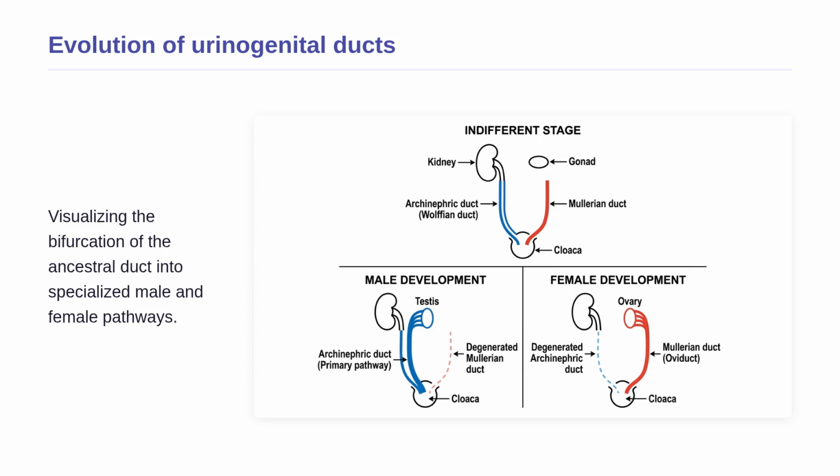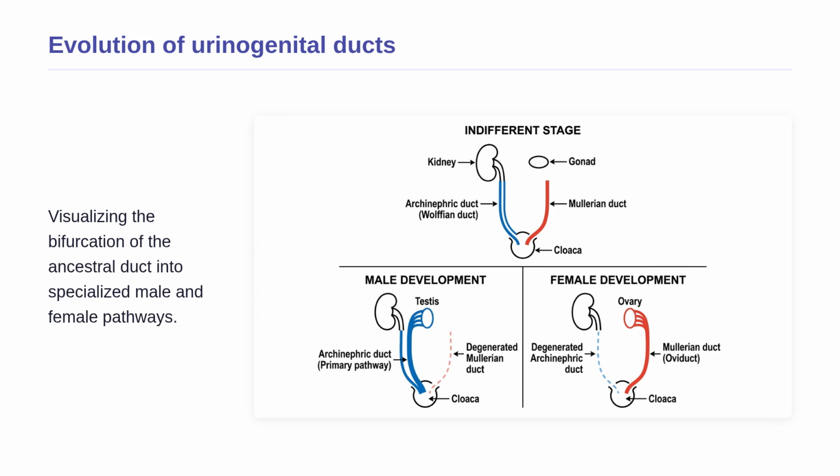Having proven the mathematics behind duct expansion, let us look at the anatomical changes visually. On screen is a schematic showing the evolution of these ducts. At the top, we see the indifferent stage, representing the ancestral setup. Notice the shared archinephric duct in blue and the Müllerian duct in red, both leading to the cloaca.